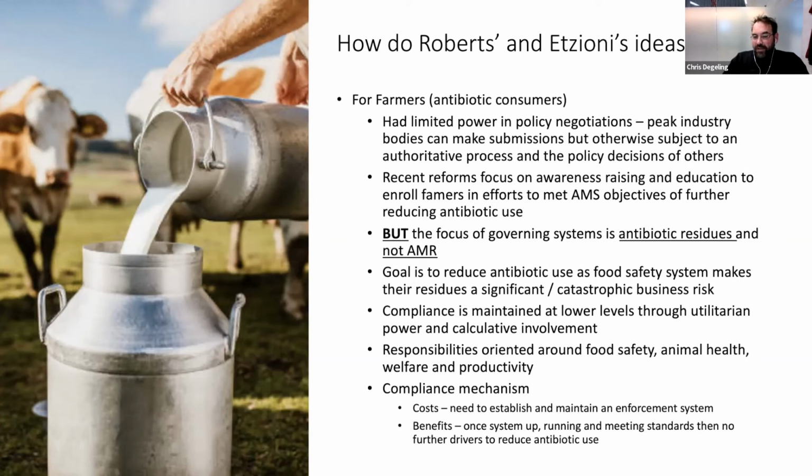Compliance is maintained through calculative involvement and utilitarian power, and their responsibilities are oriented around food safety, animal health, welfare, and productivity. So this compliance mechanism is very different because it has an enforcement system. They actually have to pay the industries that they work for. There's a levy on everything that they sell, which pays for them to be policed about making sure that everybody does the right thing.